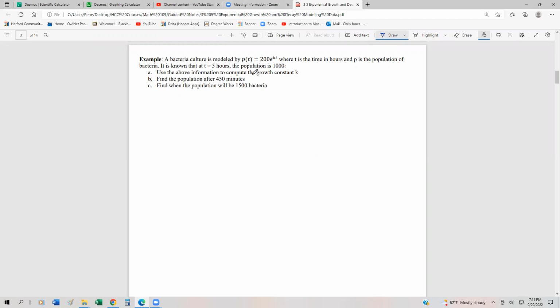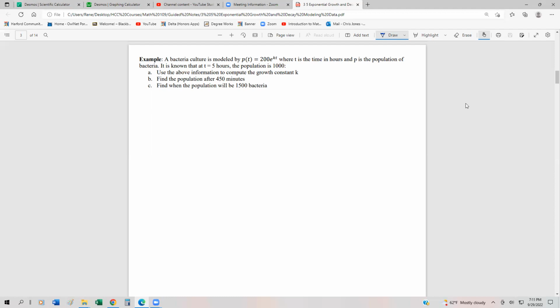So we're going to do three things. We're going to use the information to find the growth constant k. We're going to find what the population is going to be after 450 minutes. And then finally, we're going to find when the population will be 1,500 bacteria. All right, so let's go ahead first of all and try.